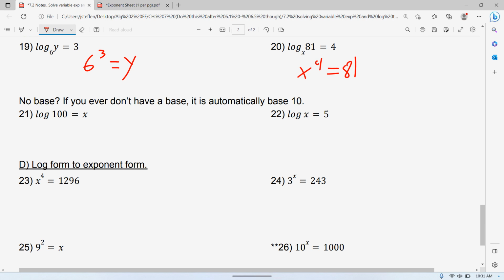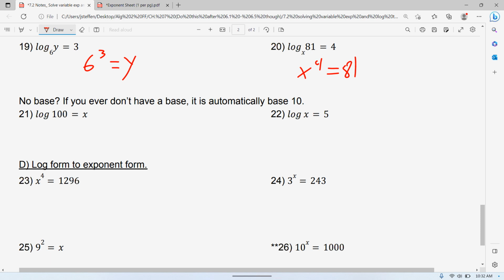22, this doesn't happen a lot. I guess we'll probably use it more often with our calculators later. But base numbers: if they don't have a base number, this is called the common log, which you do not have to know. This is called the common log.